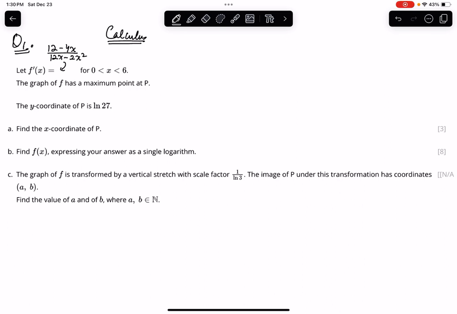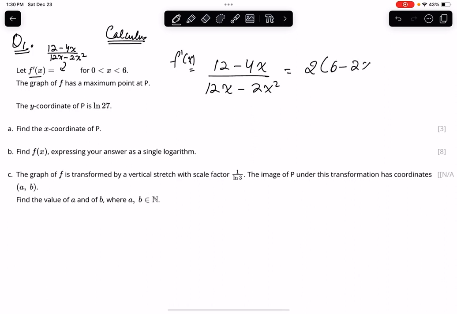Now, in this case, you're given a function f prime of x. The function f prime of x is given as (12 - 4x) divided by (12x - 2x squared). If you simplify this, you can take 2 as the common factor. So this is 2 times (6 - 2x) divided by 2 multiplied by (6x - x squared). This is the function that you have been given, and you can cancel the 2's out.